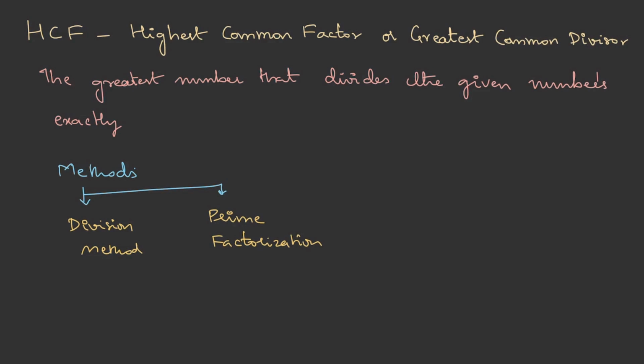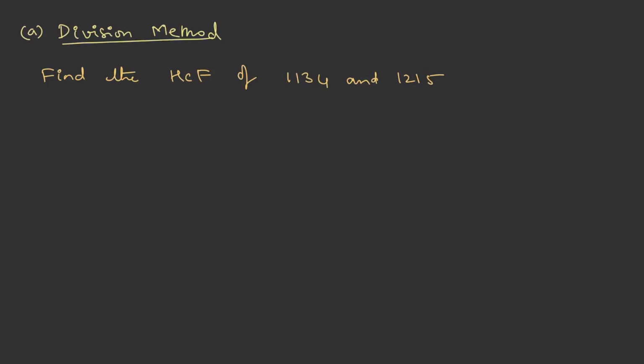Now let's look into the division method. Find the HCF of 1134 and 1215. In this, divide the larger number with the smaller number. So 1215 can be divided with 1134. 1134 one time is 1134, remainder is 81. Once you get the remainder, with this remainder divide the divisor.